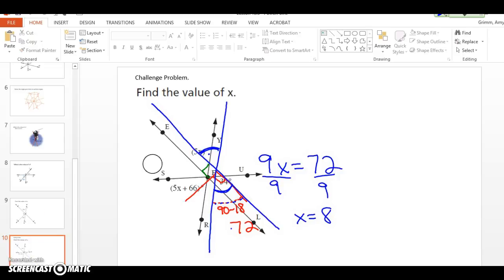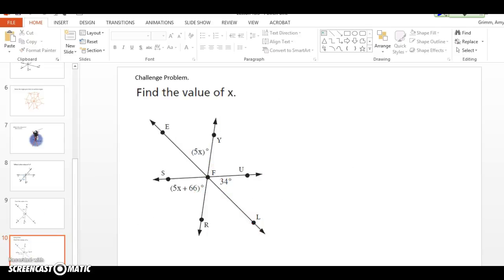All right, last one. This will be the hardest one. I know we can do it. Okay, find the value of x. This one's kind of a challenge. Anybody think they know? This one's a little tough. You're gonna have to use like 2 steps on this one.